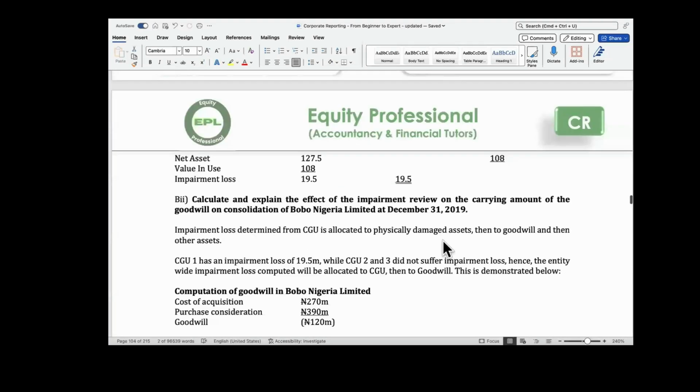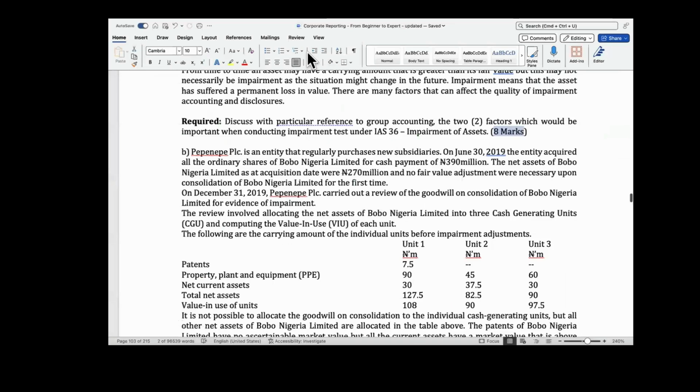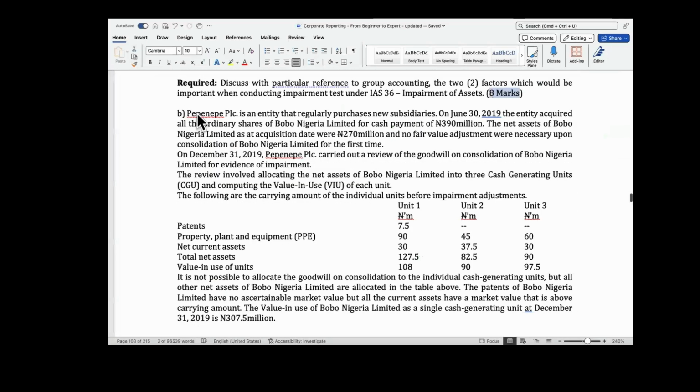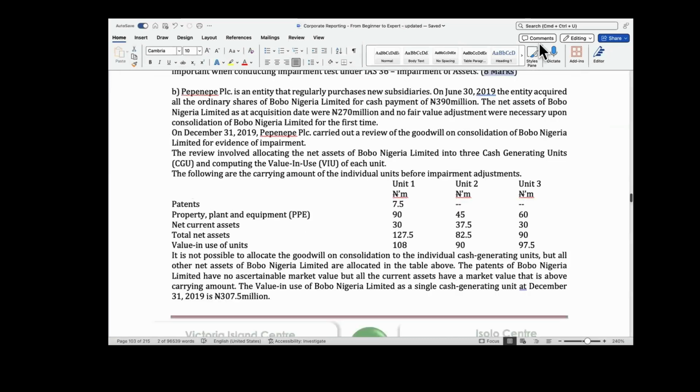Now, that's the first part of this question. The second part of this question, which is the B part, talks about Pepenepe PLC. Okay, this is another question entirely. Pepenepe PLC, he said, is an entity that regularly purchases new subsidiaries.